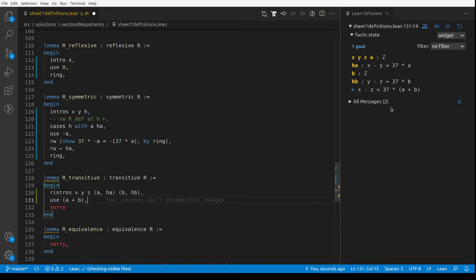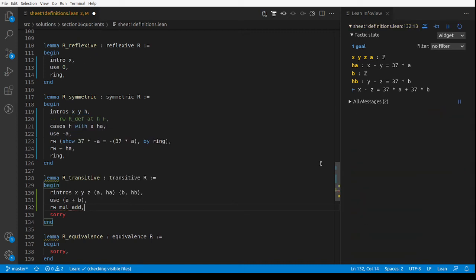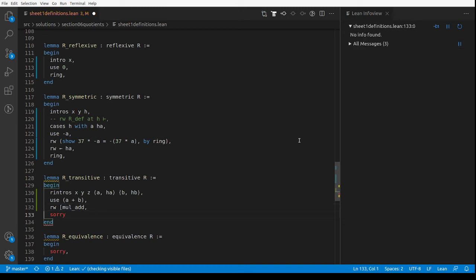You see, we can't do the rewrite because we haven't got a 37a and we haven't got a 37b. We've got a 37 times a plus b. But I think the next thing to do is apply distributivity of multiplication over addition. So that's rewrite, it's called mul_add. You see, and now we can rewrite the HA and the HB. So we could do this there, left HA, left HB.